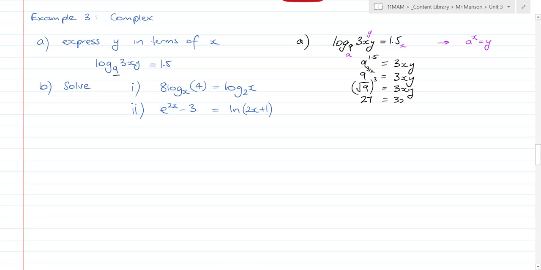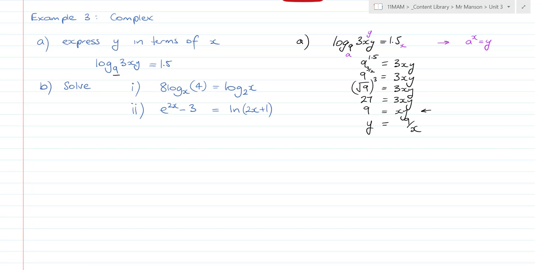27 equals 3xy. Divide both sides by 3 and you get 9 is equal to xy, and divide both sides by 9 and flip it over and you get y is equal to 9 over x. I say divide both sides by 9 here, I meant by x. So it's a hyperbolic function with a dilation of 9, and there's not much more to it, just written in a different form. But that's an example of how you could rearrange a log function.